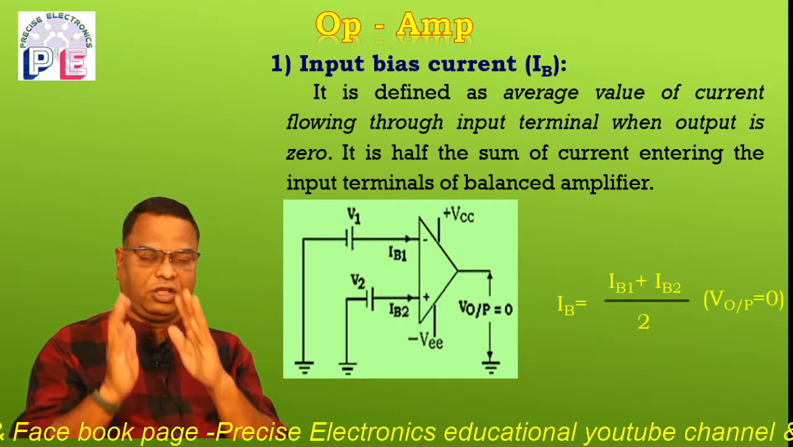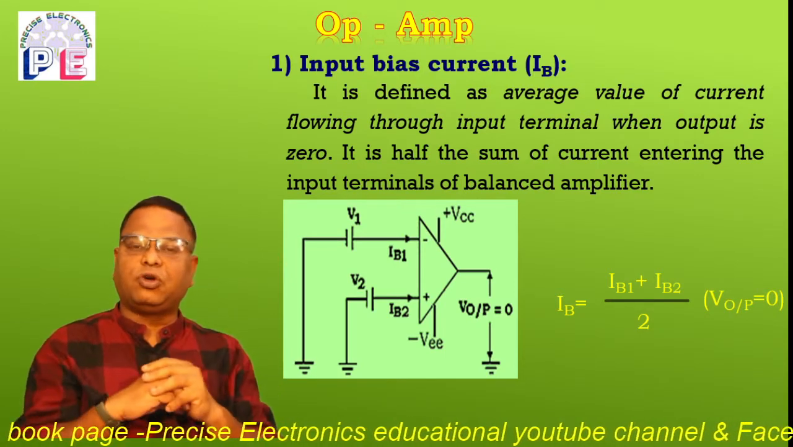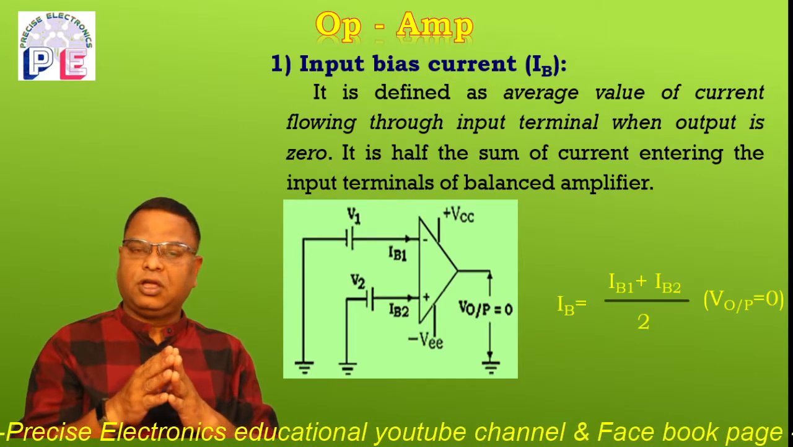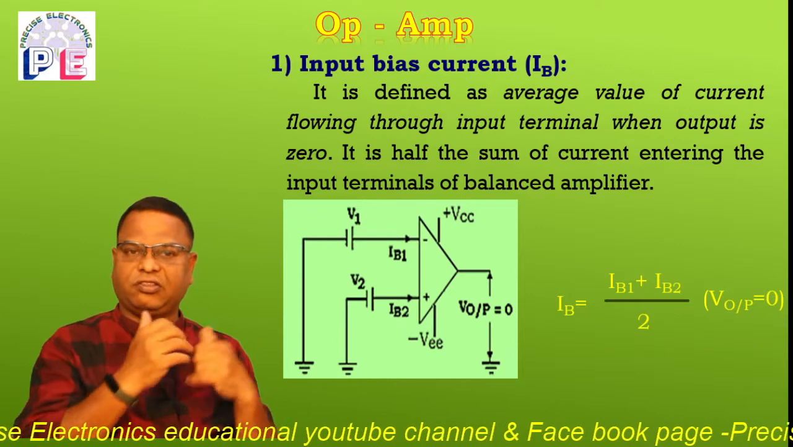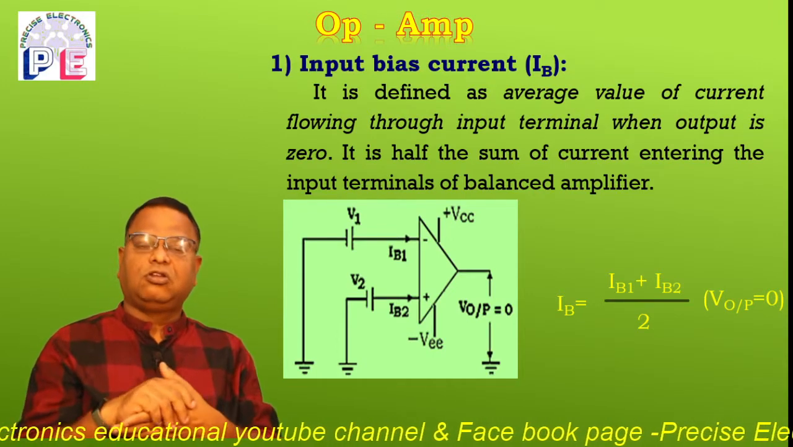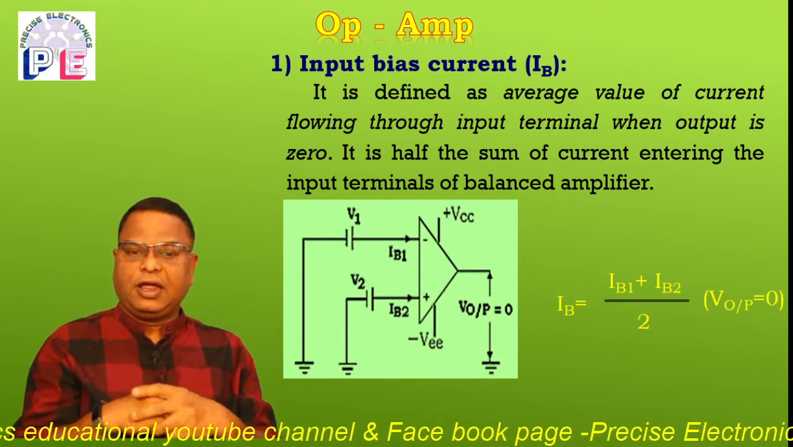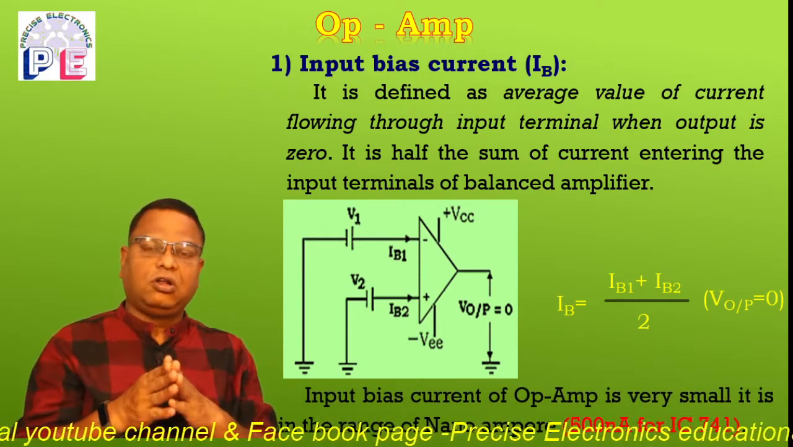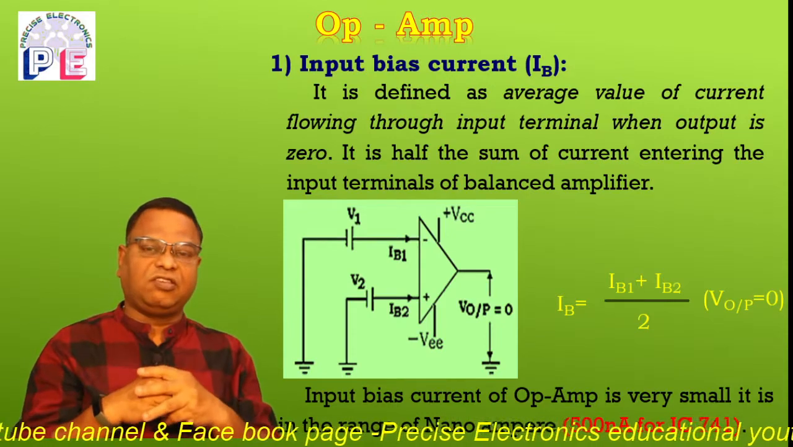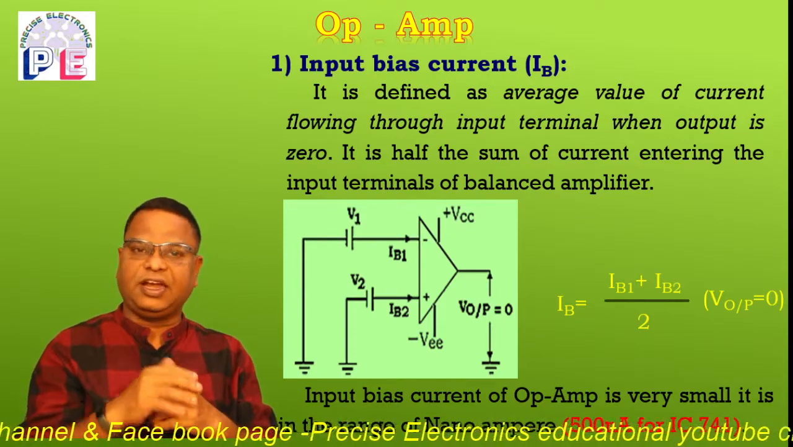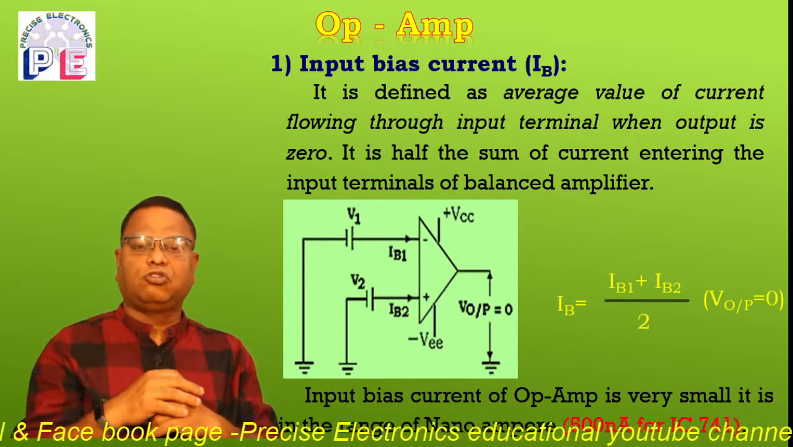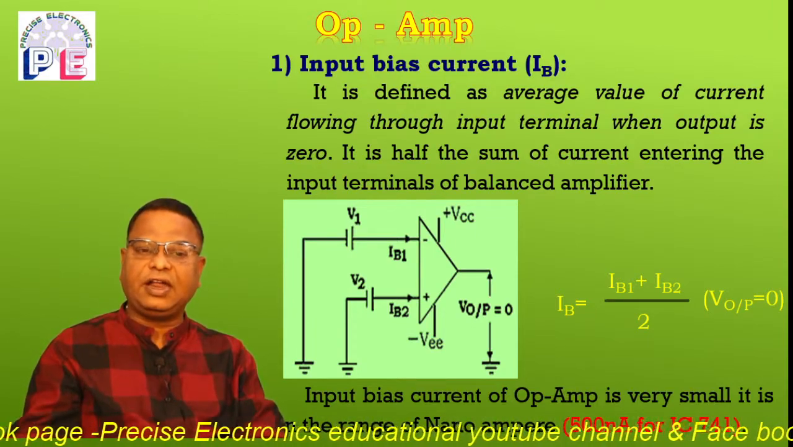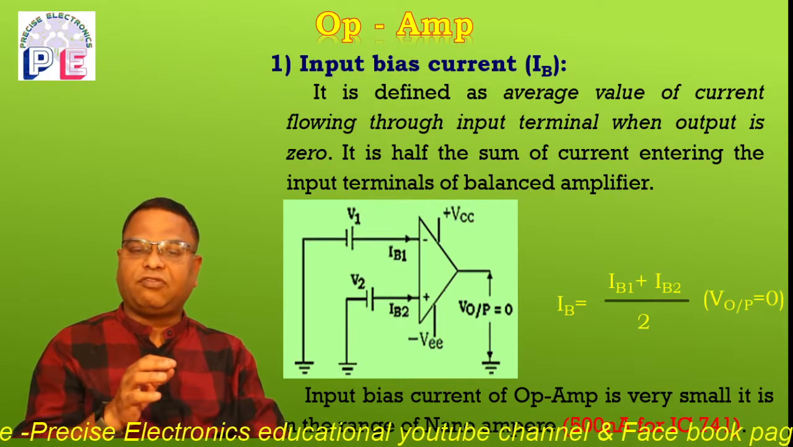So when the output is 0, V output is equal to 0. The input bias current of an op-amp is obviously very small, but it is a balanced amplifier, so obviously it is very small and in the range of nanoampere. For IC741, which is a part of our syllabus and is an operational amplifier, the input bias current is 500 nanoampere.